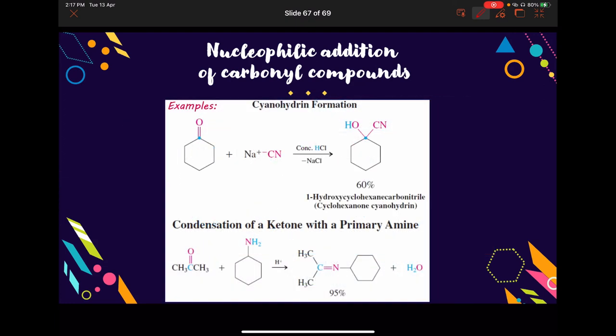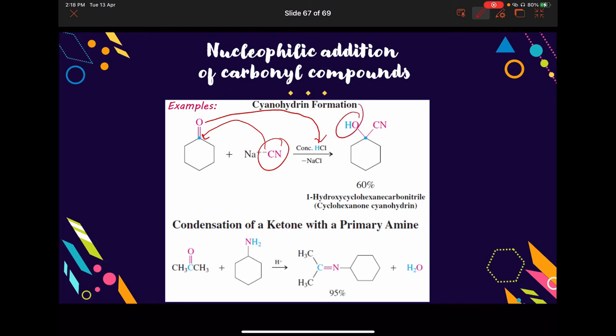This is the example of the reaction. From the example, when the cyclohexanone reacts with NaCN, okay, it will form the 1-hydroxycyclohexanecarbonitrile, which means the nucleophile will attack the carbon of the C=O, and then the oxygen will get the hydrogen from the HCl to form the hydroxyl group.